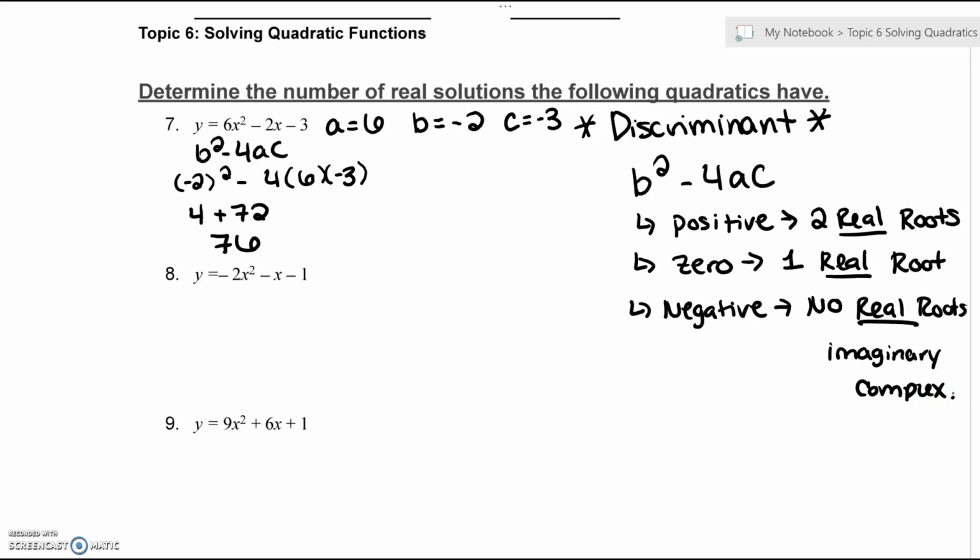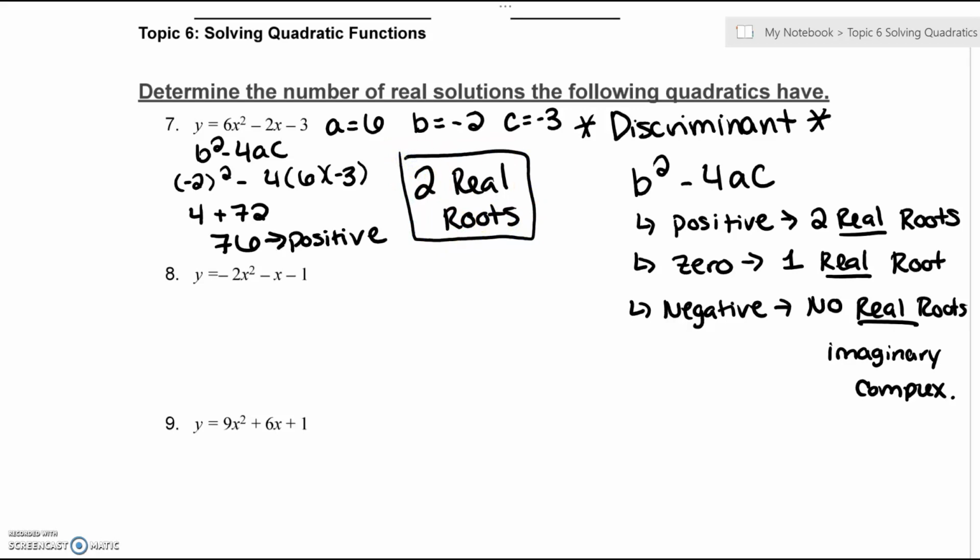Okay, so 76. Obviously, 76 is positive. So when it says determine the number of real solutions, this has 2 real roots. And that's all we're answering here.